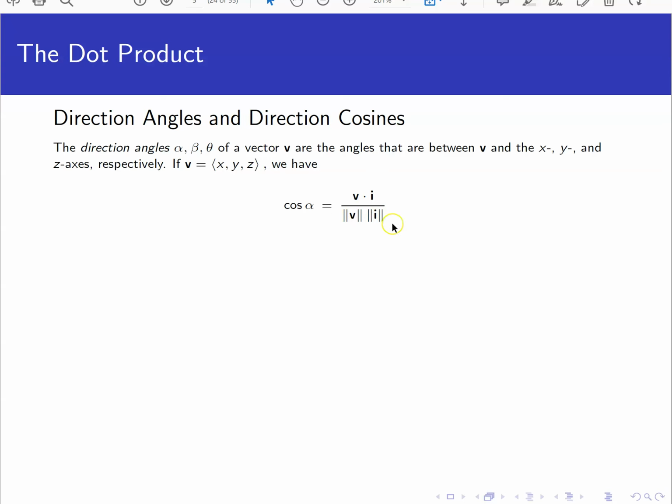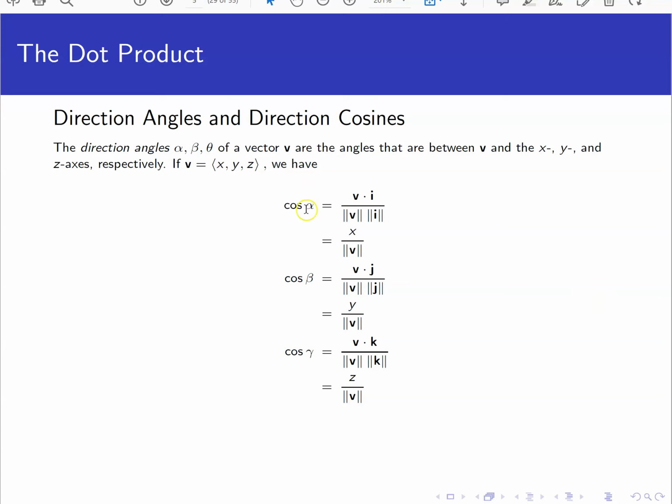So here's our formula for cosine of alpha. Now that we're doing v dotted with i, the 1, 0, 0 vector, certainly the only component we're going to get here is x, and then the magnitude of i is 1. So we get x over the magnitude of v. Likewise, if we do the same thing for j, we'll get y over the magnitude of v. Do the same thing for k, we'll get z over the magnitude of v.